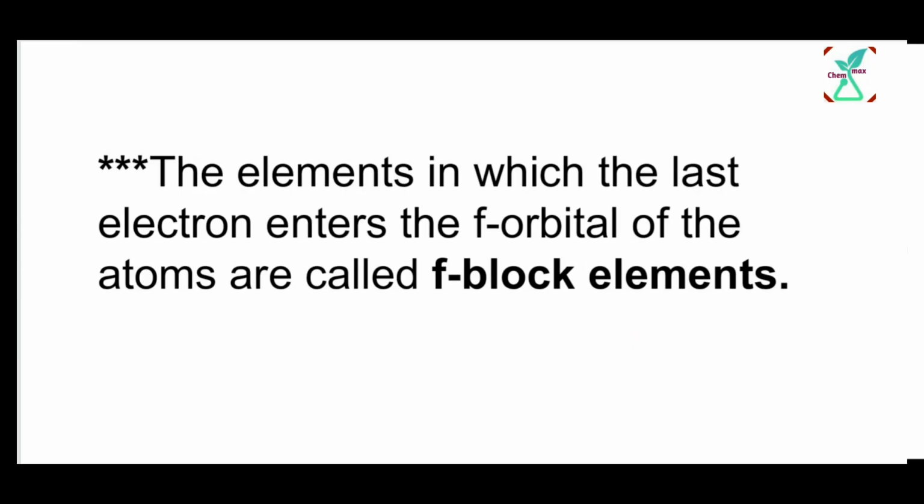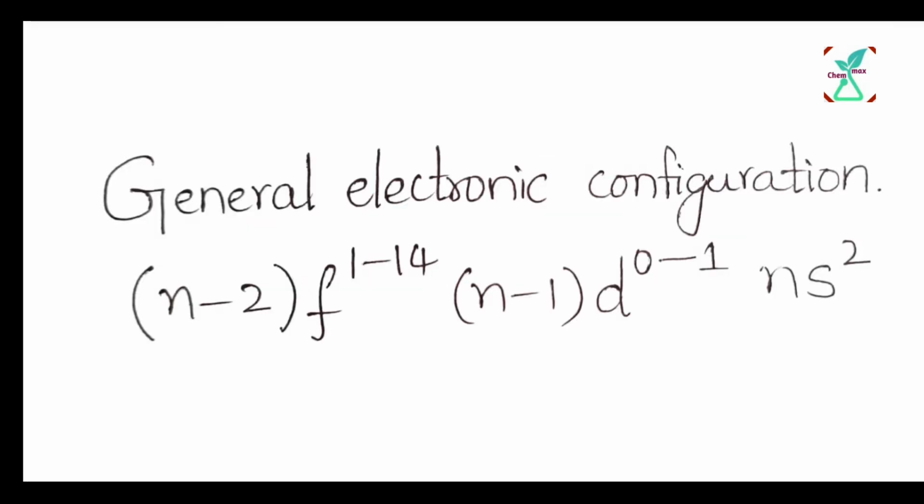In the periodic classification of elements, the elements have been broadly divided into four blocks, namely s, p, d and f blocks. This division is based on the type of atomic orbital which receives the last electron in the atom. Now we are going to know about the f-block elements. The elements in which the last electron enters the f orbital of the atoms are called f-block elements.